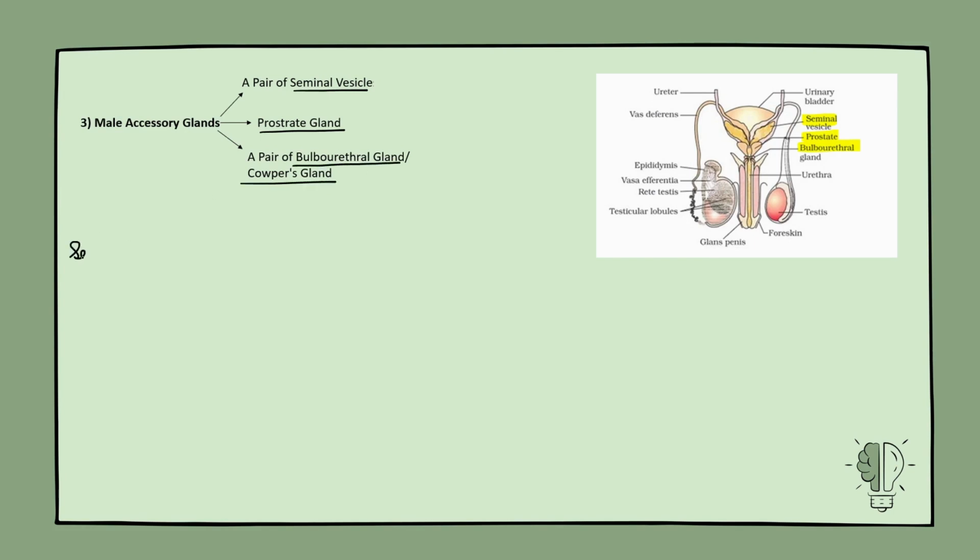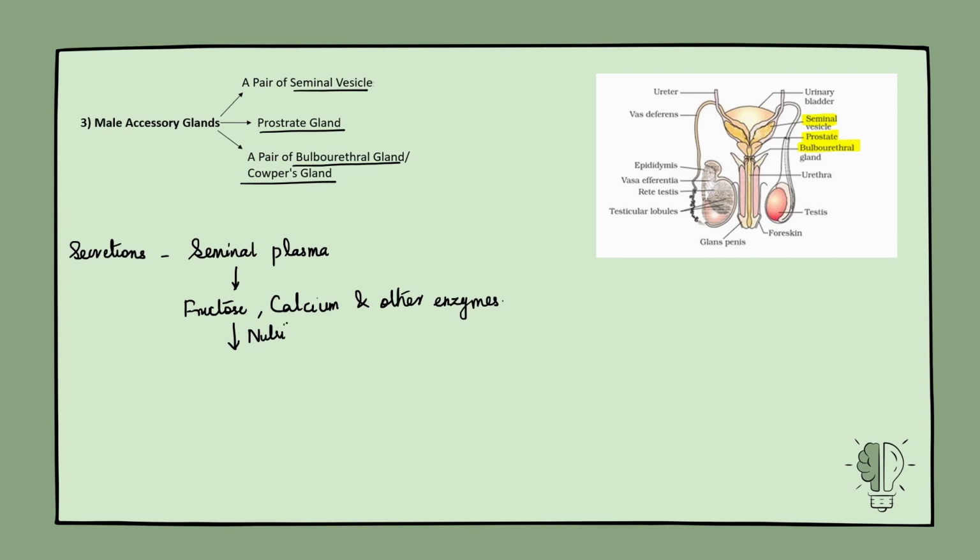Now the secretions from these glands are called seminal plasma, and the seminal plasma contains fructose, calcium, and other enzymes. And these provide nutrition to the developing spermatozoa.